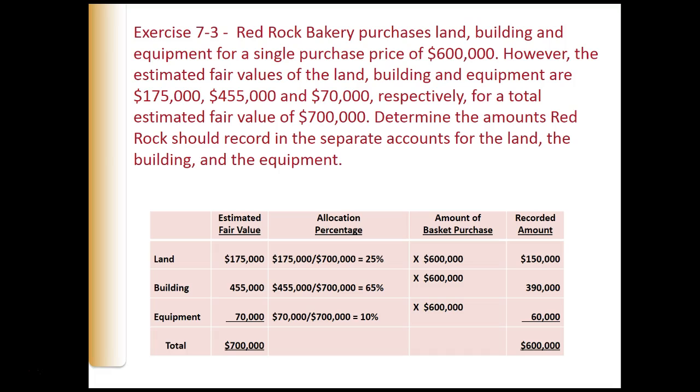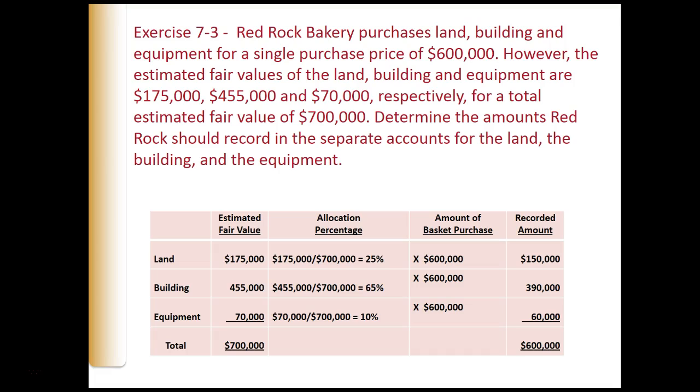Let's look at an exercise here. Red Rock Bakery purchases land, building, and equipment for a single purchase price of $600,000. However, the estimated fair values of the land, building, and equipment are $175,000, $455,000, and $70,000 respectively, for a total estimated fair value of $700,000. So our job's to determine the amounts Red Rock should record in the separate accounts for the land, building, and equipment. So as you see here, we're going to allocate the estimated fair values based on a percentage of the total of the purchase price of $600,000.